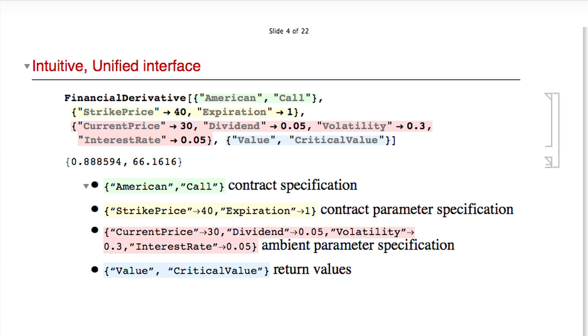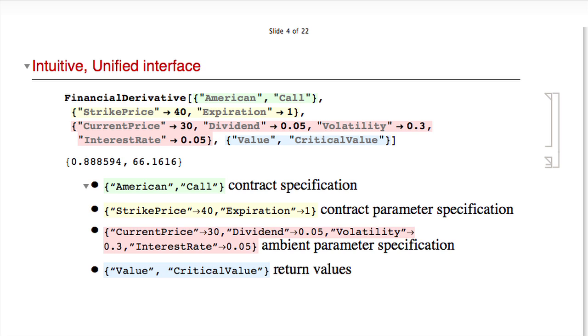So the next argument is the contract parameter list. You can see that both of the next two arguments are lists of rules. And this is just really intuitive, and if you've used Mathematica, or even if you haven't, it's easy enough to understand. It's just a simple map. So the contract parameter specification just lists parameters that are specific to that contract. A vanilla contract has very few of them, just the expiration and the strike price. But for some other contract types, there are many more.